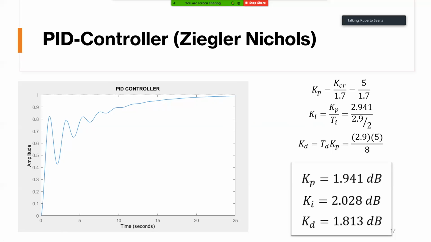And then lastly, we have our derivative gain. This is going to be summed by the time derivative times Kp. So this leaves us with 2.9 times 5 over 8, which leaves us a derivative gain of 1.813 decibels.